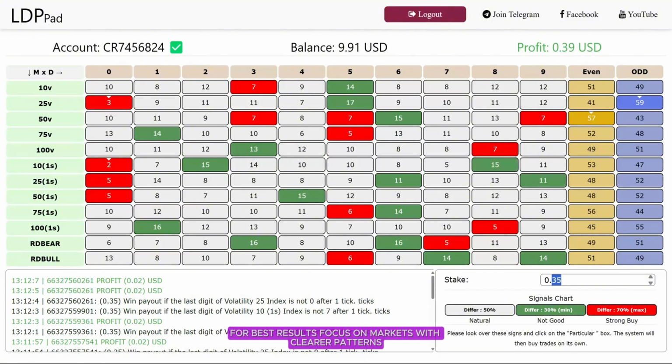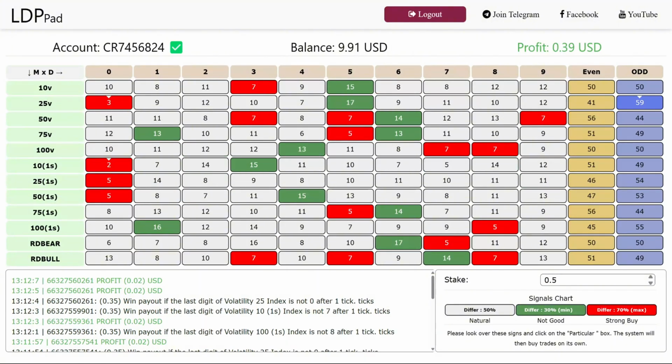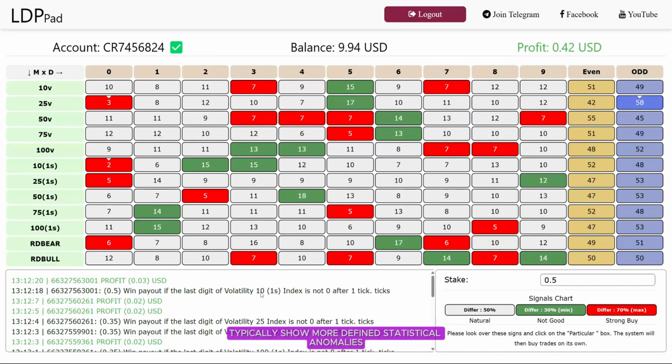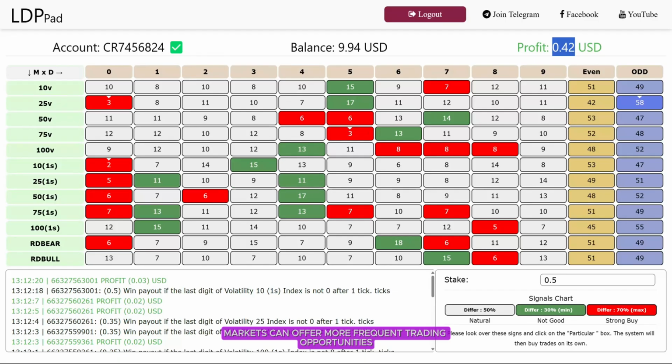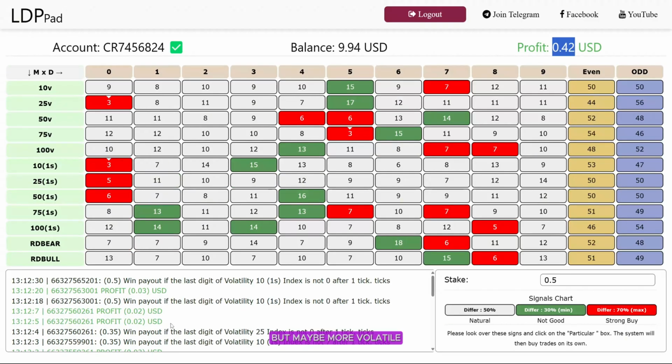For best results, focus on markets with clearer patterns. The 50V, 75V, and 100V indices typically show more defined statistical anomalies than lower volatility indices. The 1-second markets can offer more frequent trading opportunities, but may be more volatile.